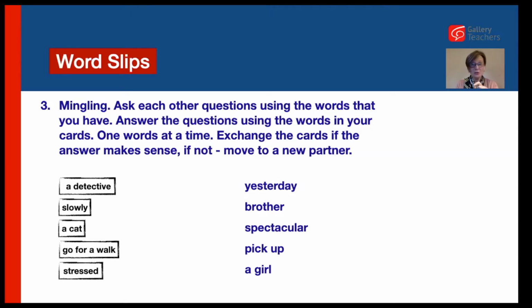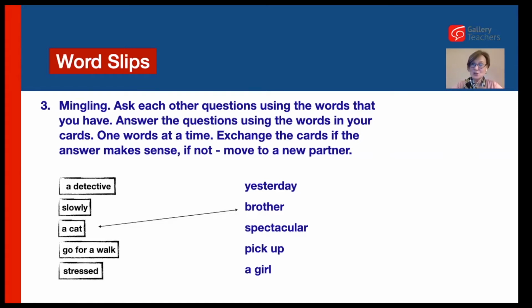So he or she cannot use only one word, or 3 words, only one word. For example, if I have these 5 words, a detective, slowly, a cat, go for a walk. If I ask the question with the cat, for example, do you have a cat? My partner can answer, no, I don't, but my brother does. So in this case, we have cat and brother, and they exchange these slips of paper, because they fit perfectly, right? The conversation makes sense. They exchange their slips of paper and then move on to the new partner, right? So one question, one answer, exchange, and then move on to the new partner.